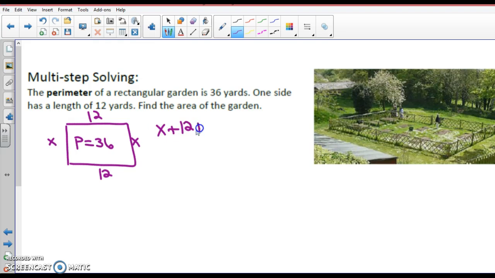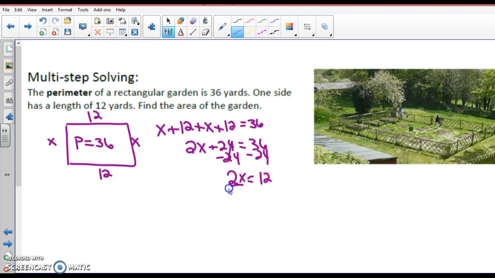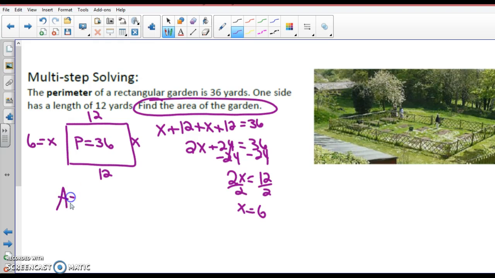So, x plus 12 plus x plus 12 equals 36. So when I combine like terms, 2x plus 24 equals 36. Subtract 24 on both sides. 2x is 12. Divide both sides by 2. X is 6. So this is 6. Now, we need to take that a step further. We need to find the area of the garden. Area is length times width. So our area is going to be 12 times 6, which is 72. And the unit on this is yards. So area would be 72 square yards.